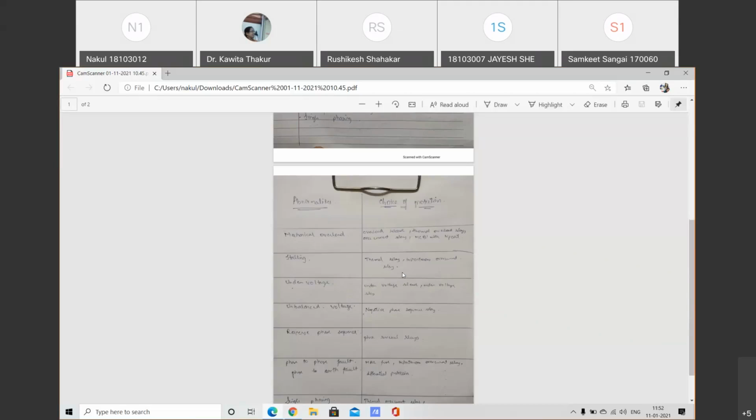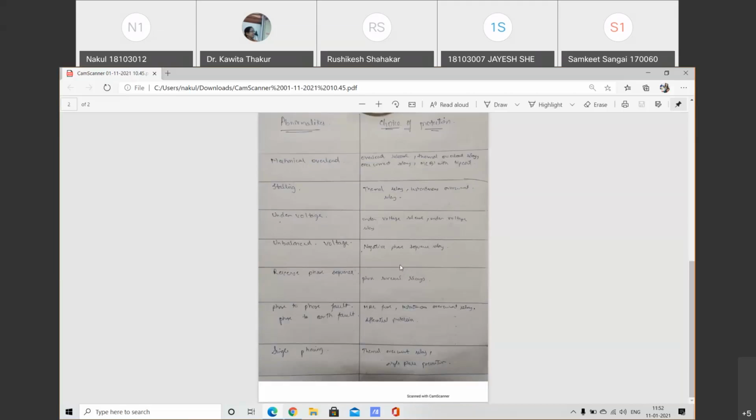Now, the abnormalities and the choice of protection we chose to protect against them. For mechanical overload in an induction motor, we use overload relays, thermal overload relay, overcurrent relay, and MCBs with inbuilt trip. For stalling, which consumes tremendous power from the supply, we use thermal relay and instantaneous overcurrent relay. For under voltage, the under voltage release relay and under voltage relay. For unbalanced condition, which is very dangerous for the machine and also for the supply, we use negative phase sequence relay for unbalanced voltage.